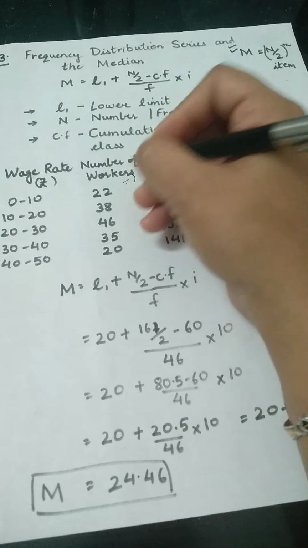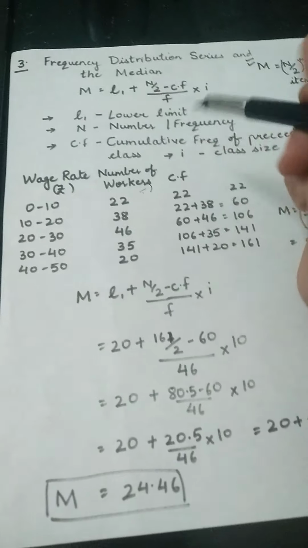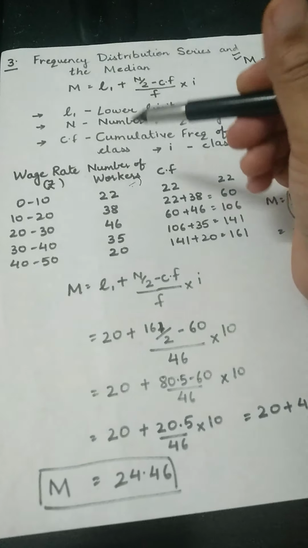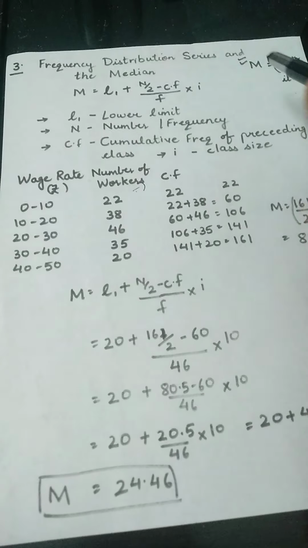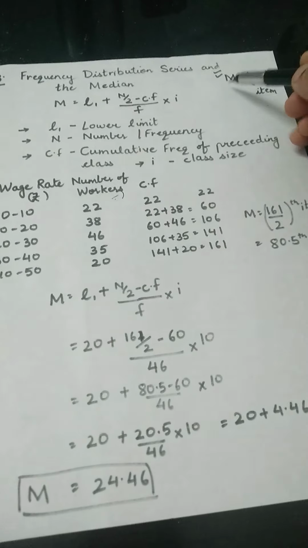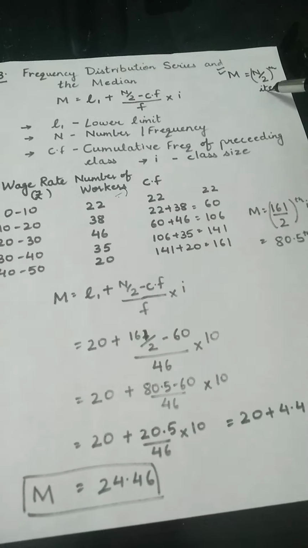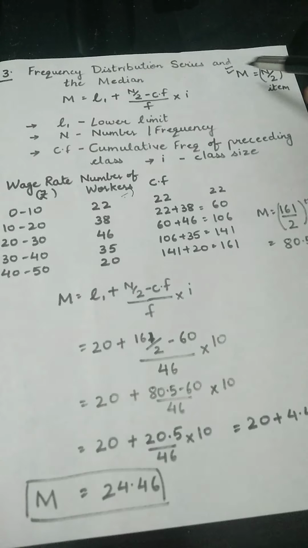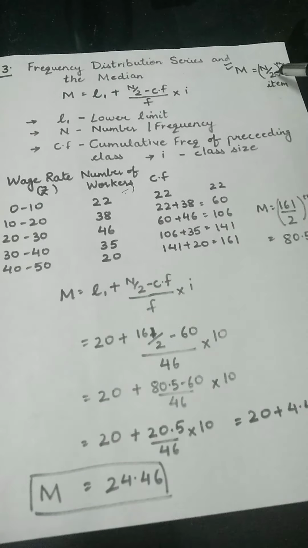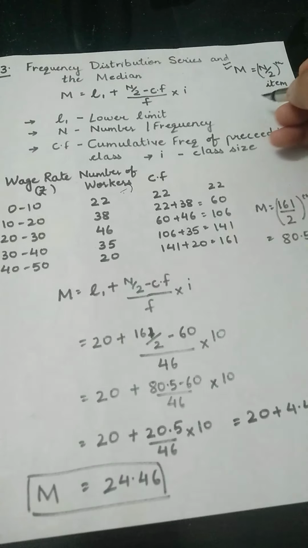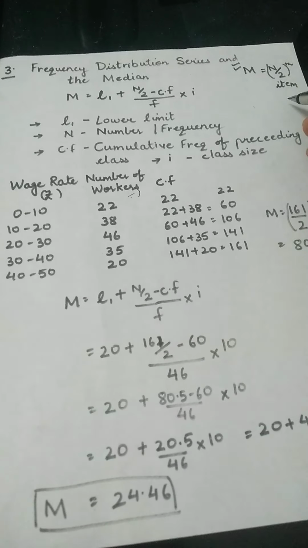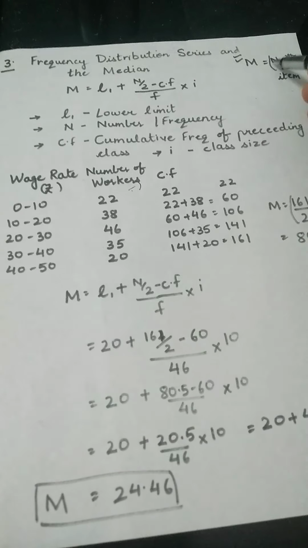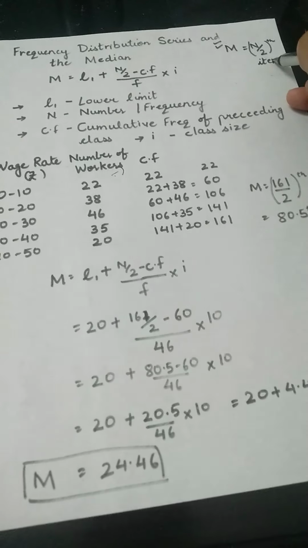Before we start with the calculation, let me explain the formula which we have to use. Firstly, we use median is equal to n by 2 item. In case of the frequency distribution series, we will not be using the same formula that we were using before, that is n plus 1 by 2. We will use this only, either it is even or odd.